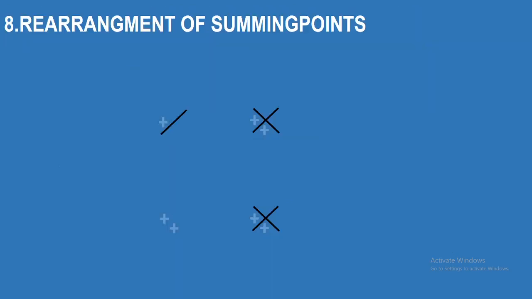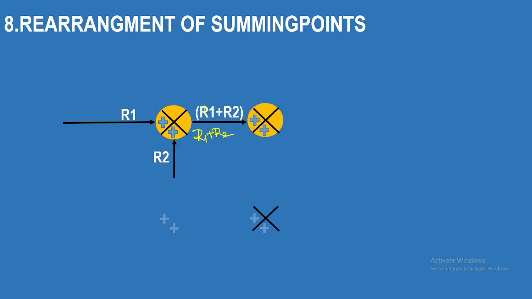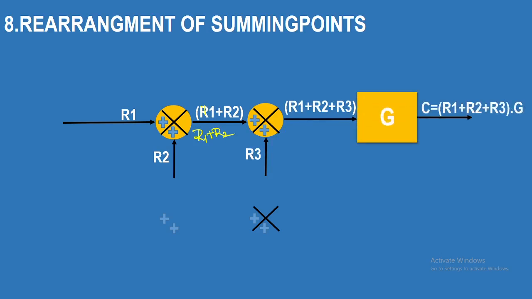Next point, rearrangement of the summing points. Whenever you want to rearrange the summing points, you see here, you have two signals added here. Then what is the output you can expect? The output you can expect is R1 plus R2, so R1 and R2 are added together. Next it will be given to R3, then the final output will be R1 plus R2 plus R3. So that will be given to the block, then the output will be C is equal to (R1 plus R2 plus R3) into G.